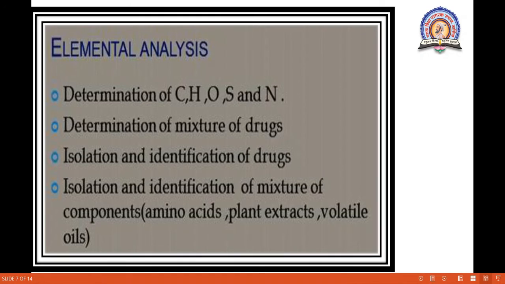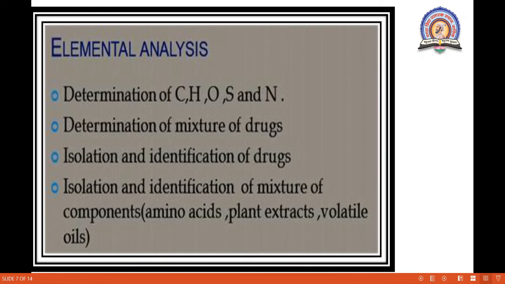Determination of mixtures of drugs. Different drugs are present in the form of a mixture, and they can be separated and identified using this gas chromatographic technique. Then isolation and identification of drugs. That means if a mixture is there, we can isolate and separate the drug, and we can identify which type of drug it is. That is done using this gas chromatographic technique.